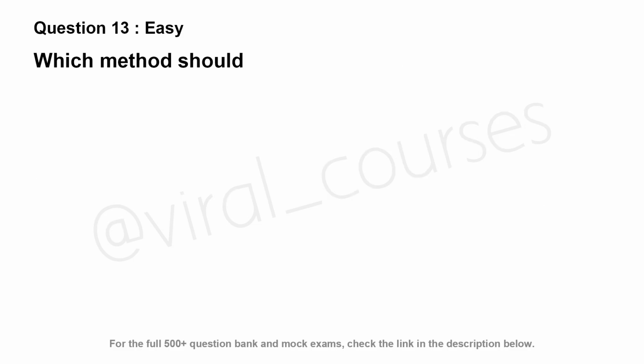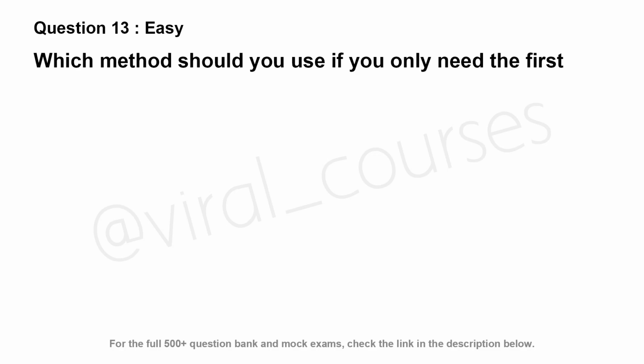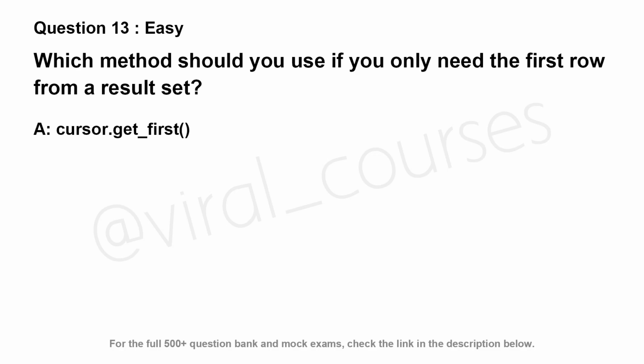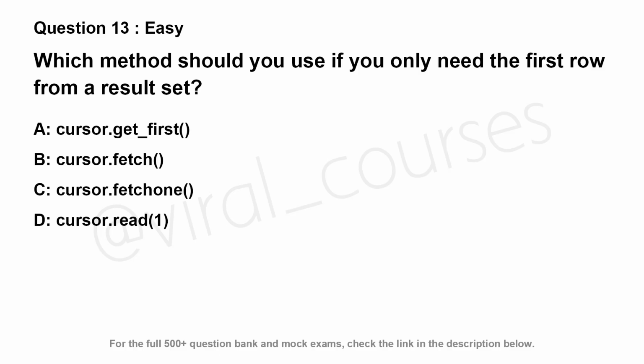Which method should you use if you only need the first row from a result set? Option A, cursor.get_first. Option B, cursor.fetch. Option C, cursor.fetchone. Option D, cursor.read(1).